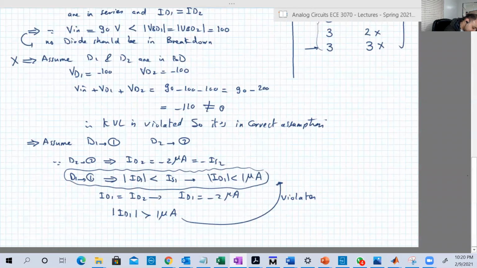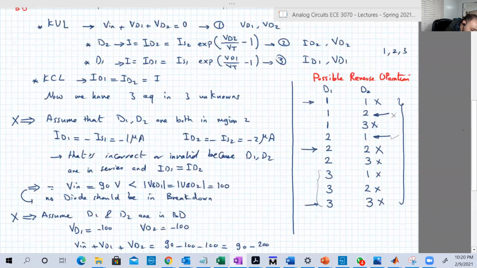So the assumption is incorrect. So guys, we end up with only one valid assumption, this one here. So this is also incorrect. So we have only one valid assumption now, that D1 is in region 2 and D2 in region 1.